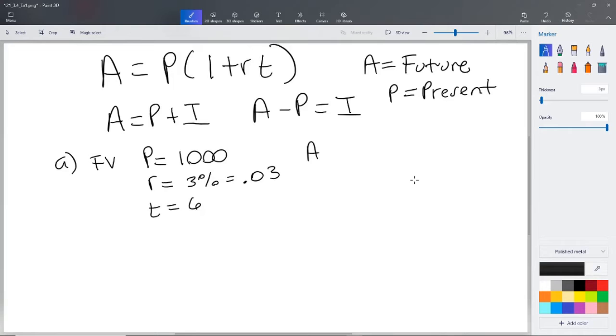So A equals our P value, 1,000, times 1 plus the interest rate, 0.03, times 6. All right, so we're going to do this inside first. So we're going to bring up our calculators and we're going to do this 0.03 times 6 first. Then we're going to add it to 1. And once we have that amount, then we're going to multiply the whole thing times 1,000 to achieve our final answer for A here.